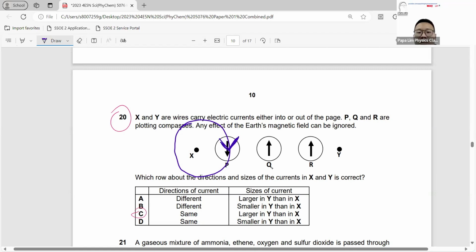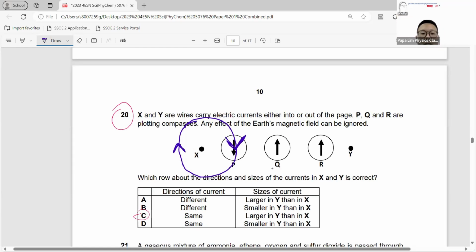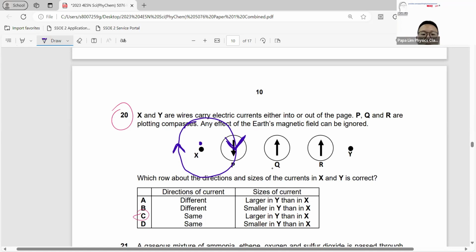If the right side is pointing down, it means my left side here will be going up. So the current in X will generate a field line that is clockwise. And if you look at our Maxwell right-hand rule, a current that generates a clockwise magnetic field line must be going inwards, which is the X. The current at X has to be into the paper, because current into the paper will generate a clockwise field line, which is what is denoted by P.